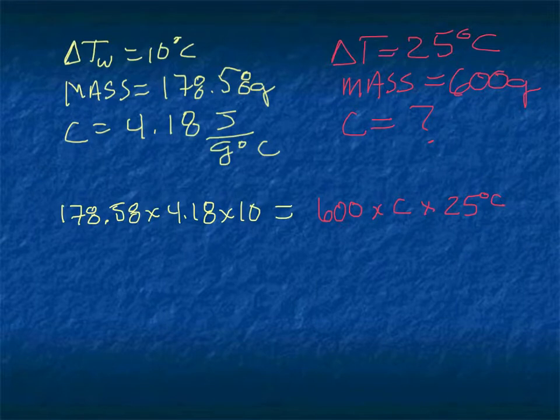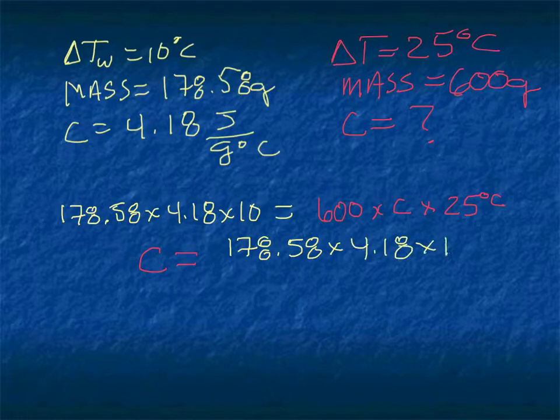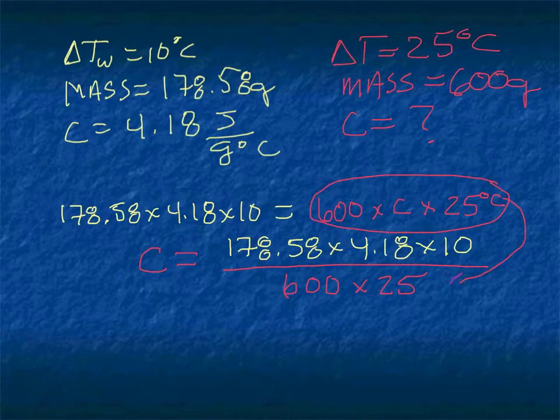So we're going to rewrite this as a new equation. We'll just do it with the same colors, right? Because we're solving for C. So C will equal 178.58 times 4.18 times 10, and then that will be divided by 600 times 25. Okay, does everybody see where I got that? This is from here, except for the C. All right, so the C is what we're solving for.